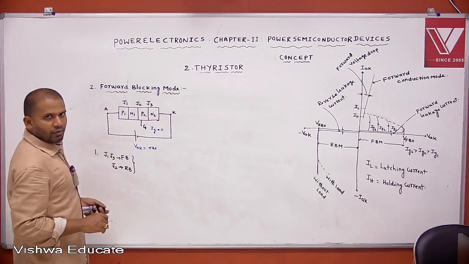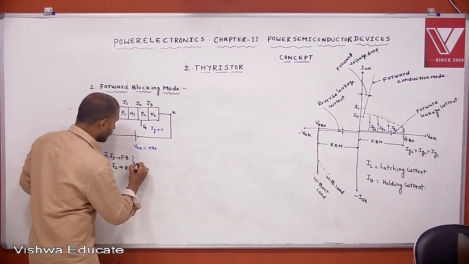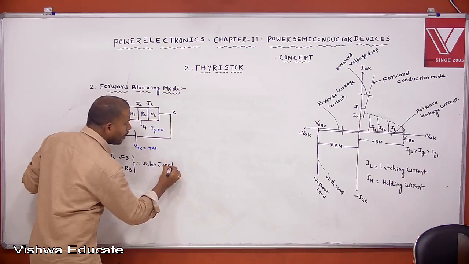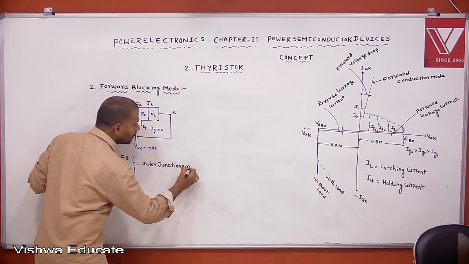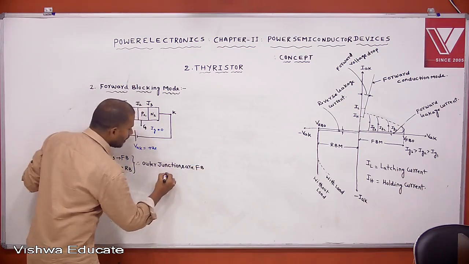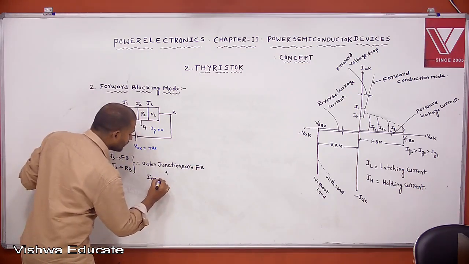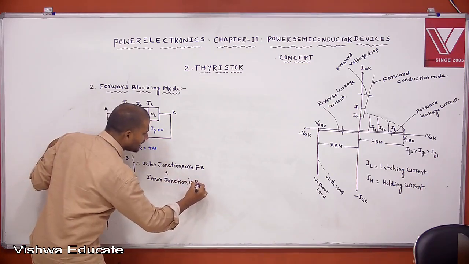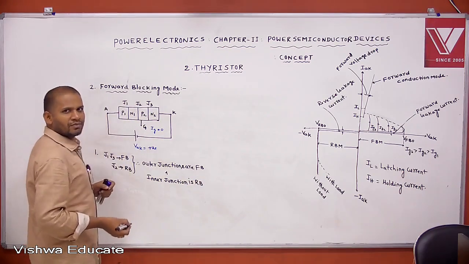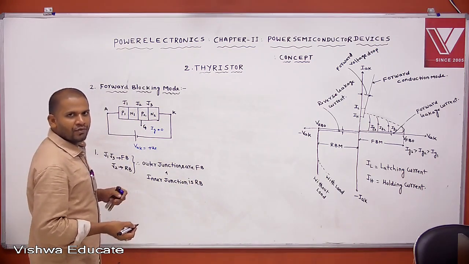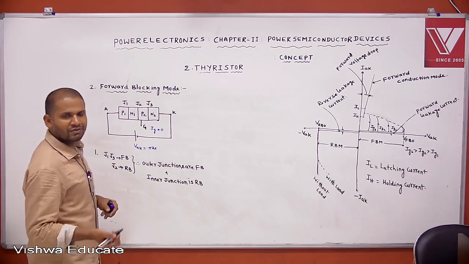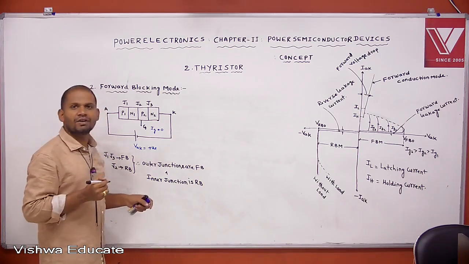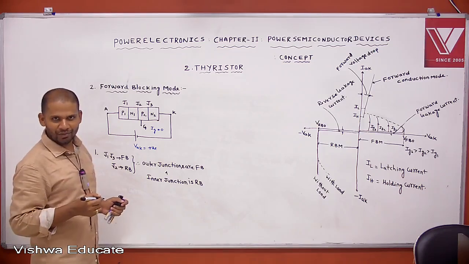But I want to write one generalized statement. That is, outer junctions are forward bias and the inner junction is reverse bias. Very important statement. In most competitive exams, this model of question is already framed. If reverse voltage is applied, which junctions are forward bias and which are reverse bias? If forward voltage is applied, which junctions are forward bias and which junction is reverse bias? These models of questions are already framed in competitive exams.